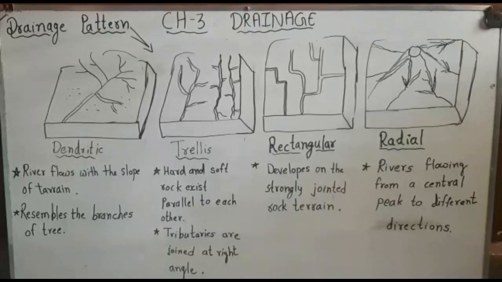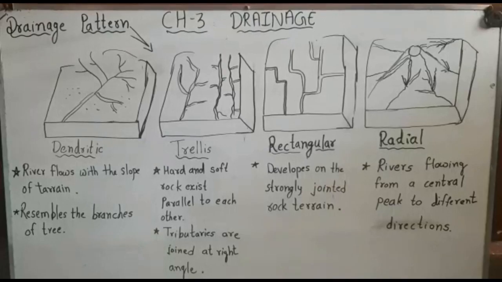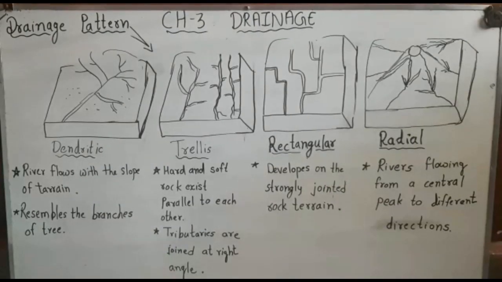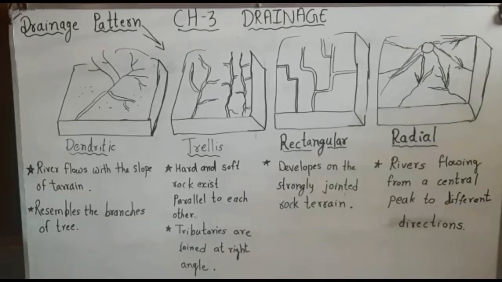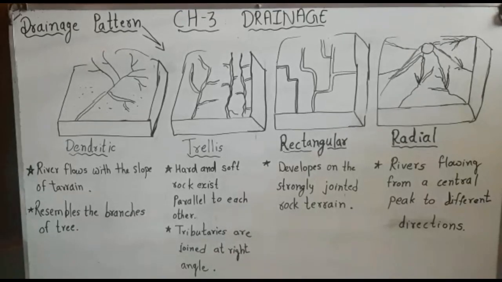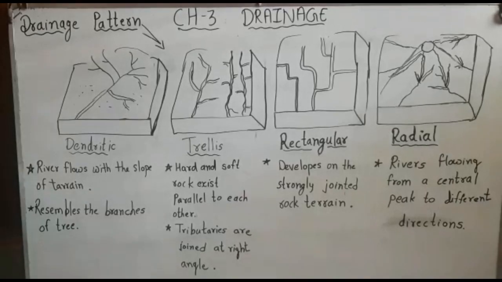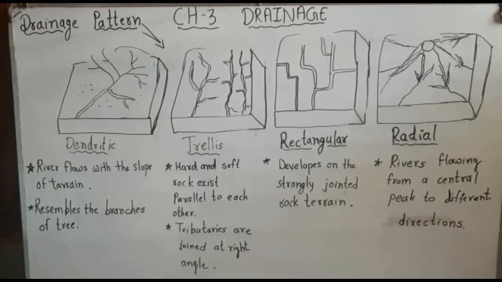We had already started chapter 3, Drainage, in geography, and we had completed almost all the main topics. But one topic is remaining: drainage pattern. We are discussing the river system in this chapter, but some things are mostly important, and that is pattern.